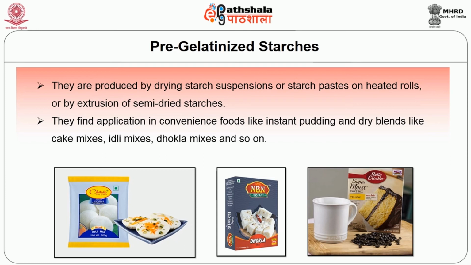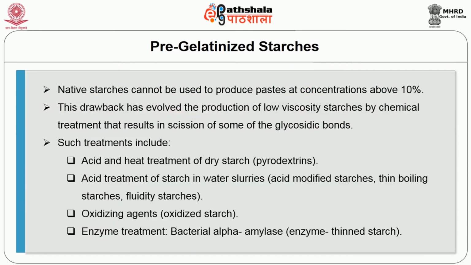Coming to another important aspect, that is low viscosity starches, otherwise called converted starches. Native starches cannot be used to produce paste at concentrations above 10%. This drawback has led to the production of low viscosity starches by chemical treatment that results in the breaking of some of the glycosidic bonds.